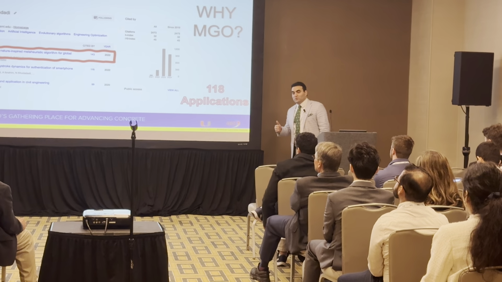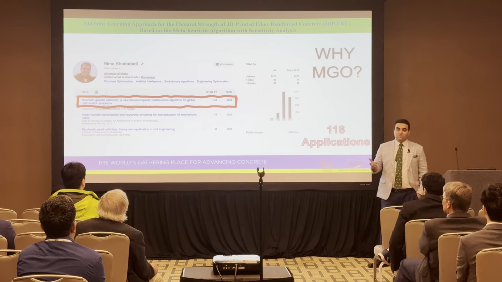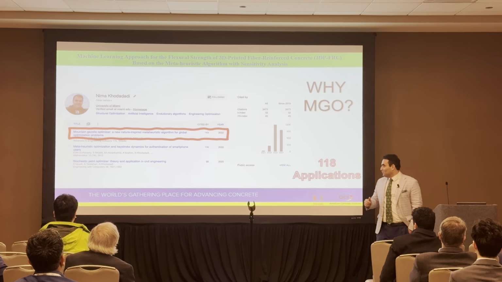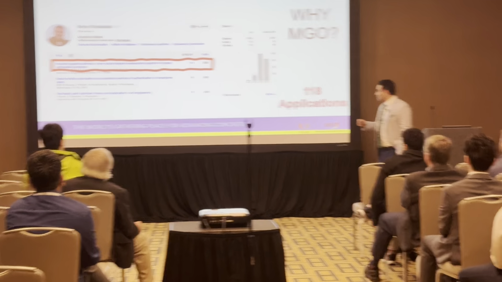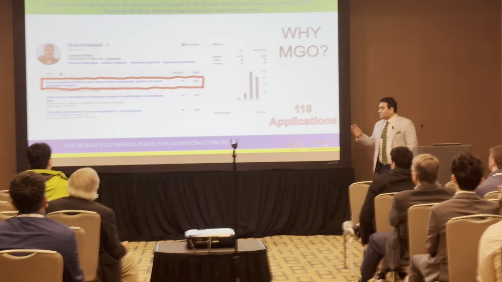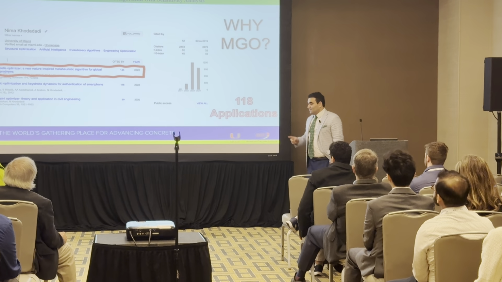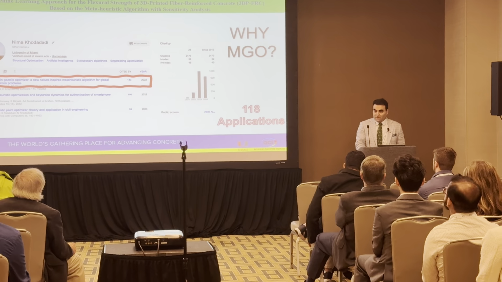Why am I going to use the NGO, Northern Goshawk Optimizer? Absolutely, you know that it's my algorithm, and because of this, I want to use it. No, I'm joking. Because we published this algorithm in 2022, and we got more than 143 citations, but the citation is not the matter. 118 applications were built from this algorithm.